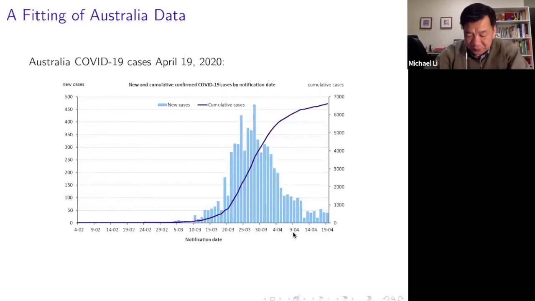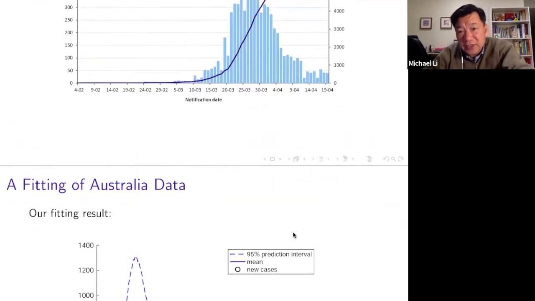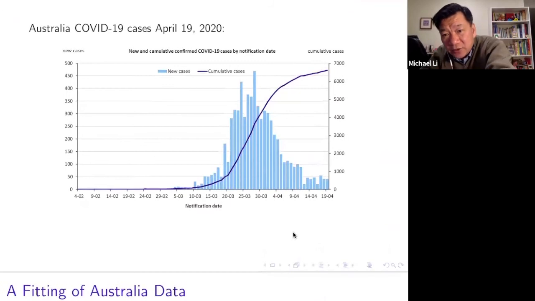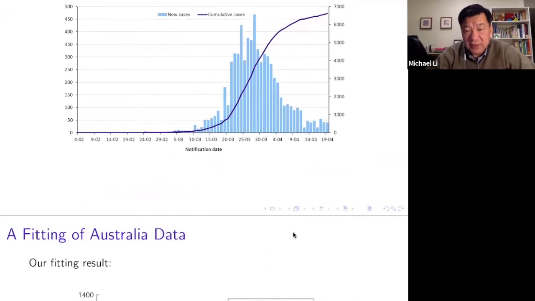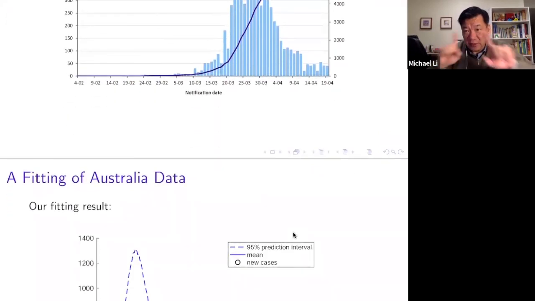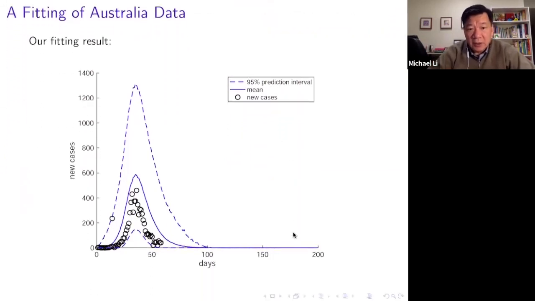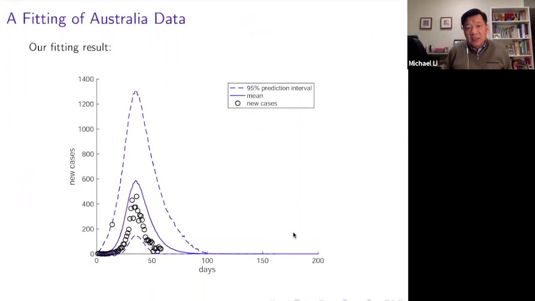So we tried. We're using the new cases. You could also use the cumulative cases, that's the solid line. They're equivalent kinds of data, not independent data. You can use one or the other. So this is the fitting. The circles are the new case data, and the solid blue line is the mean of our prediction. Between the dotted lines is the prediction interval.